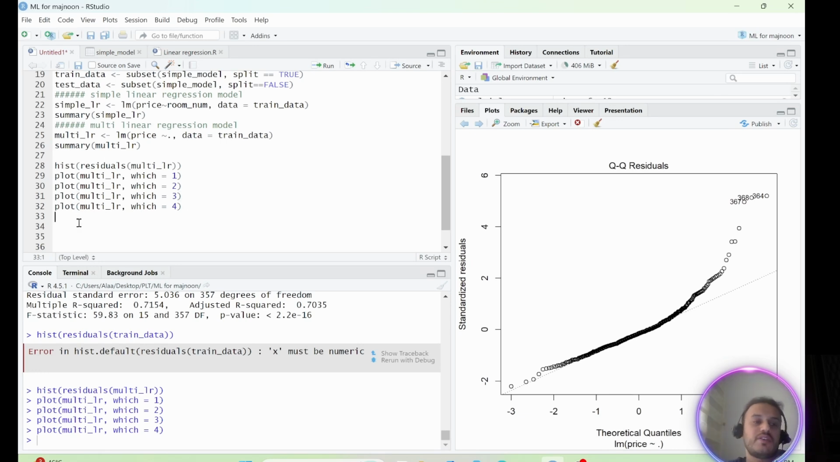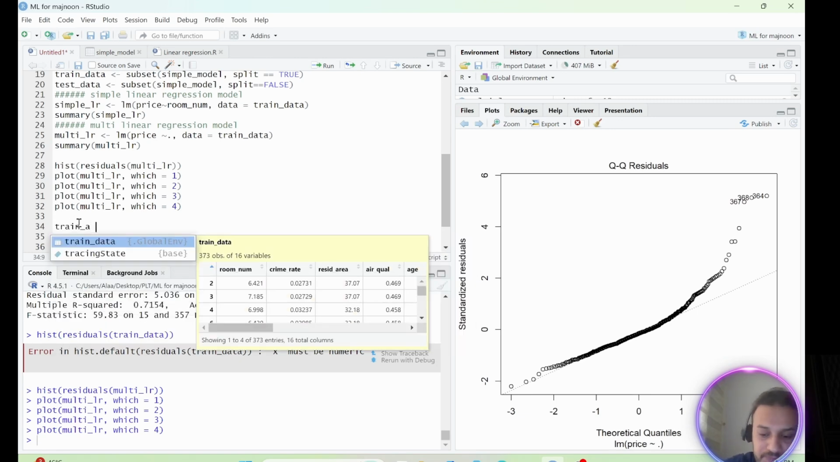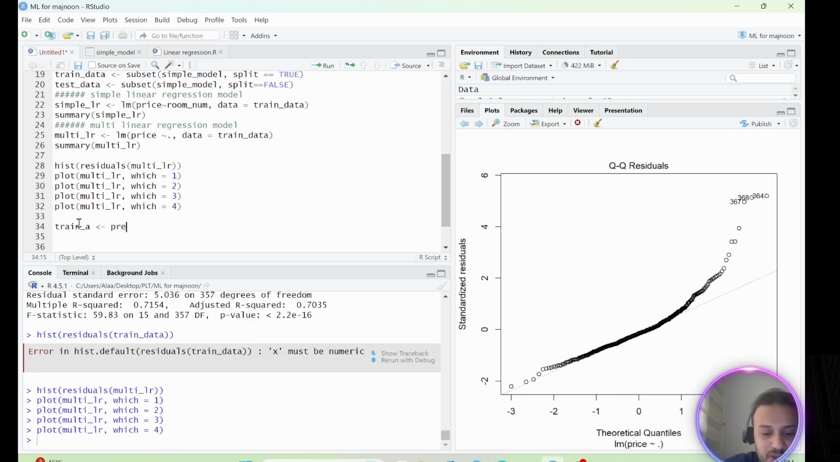So now it's time to check. We just ran our model and fitted it on our data. But now if I need to calculate the mean square error, and if you don't know what the mean square error is or need to do some calculations, please go back to the previous video where we described it in more detail. So if I need to calculate, for example, I'm going to name it train underscore a. Now I need it to give me predictions. So predict, my model is multilinear regression, and my data is the train data.